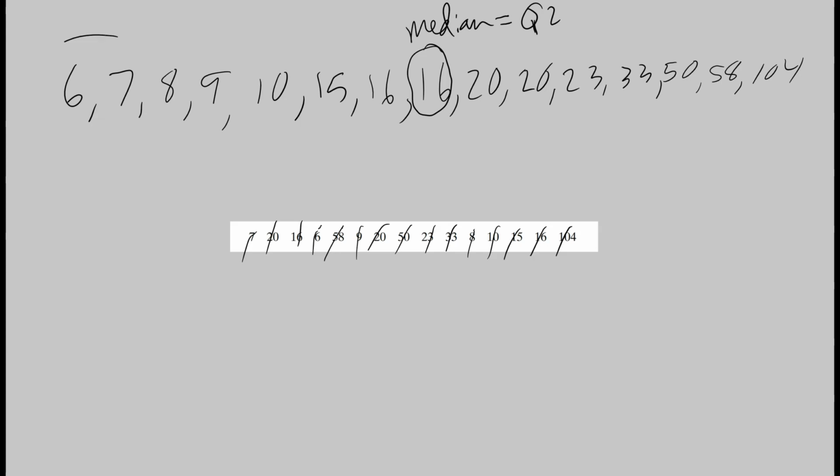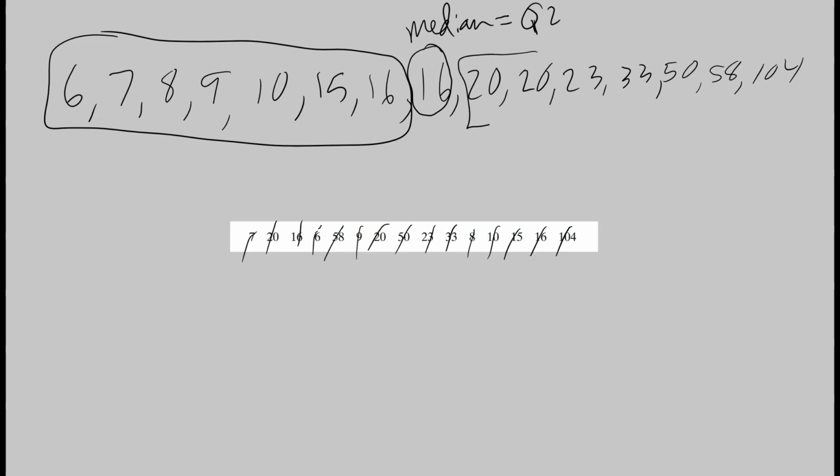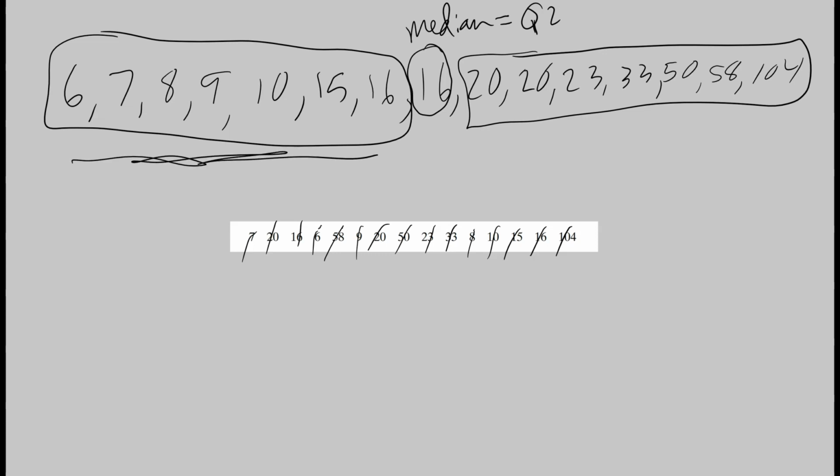All right, so now this is the lower half of the data. This is the upper half of the data. So now I'm only looking at the lower half, and I'm going to find the median of the lower half. I'm putting my left finger on 6 and my right finger on 16, and I'm going to work my way in. Now my fingers are on 7, 15, 8, and 10, and now they center in on 9. So 9 is the median of the lower half of the data. This is called Q1, also known as the lower quartile.